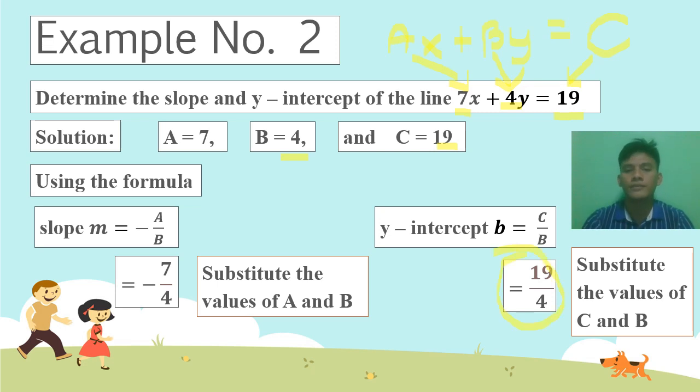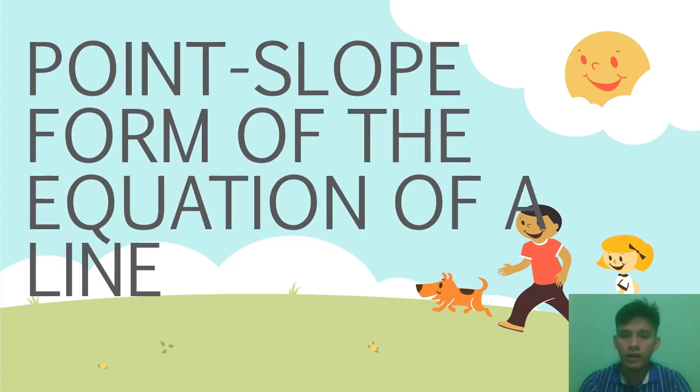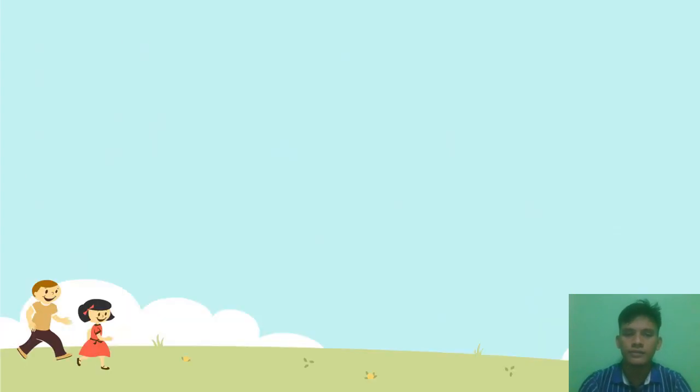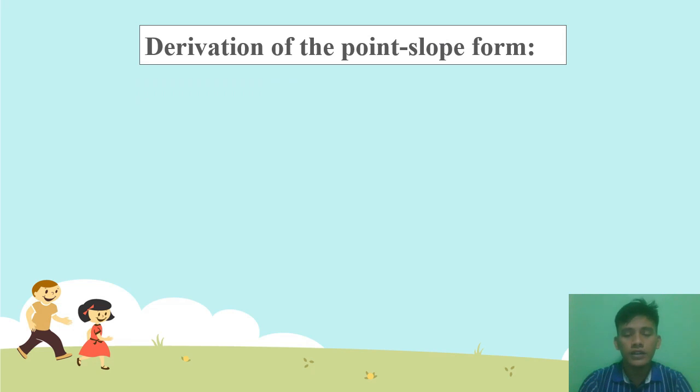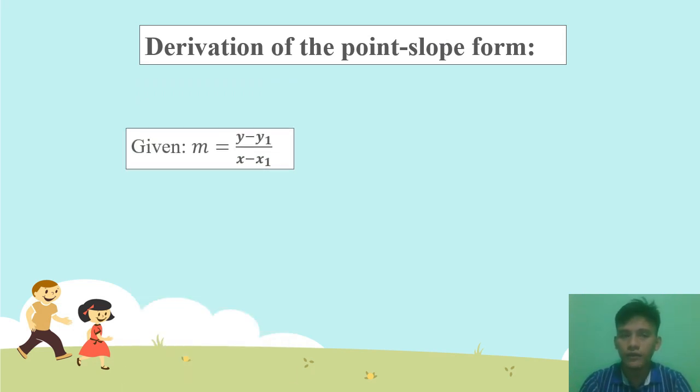So let's continue our discussion about the point-slope form of the equation of a line. Derivation of the point-slope form. Before we go on to the exact formula, let's derive the point-slope form.